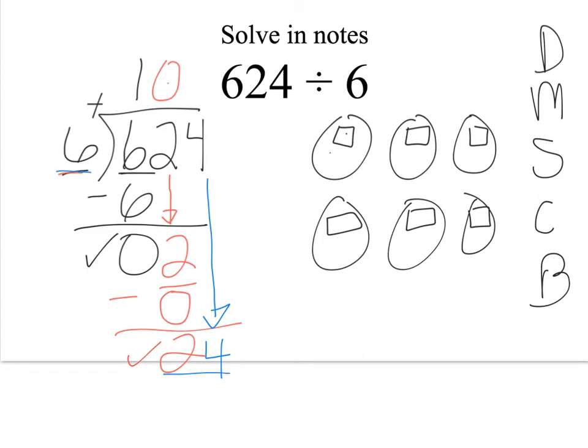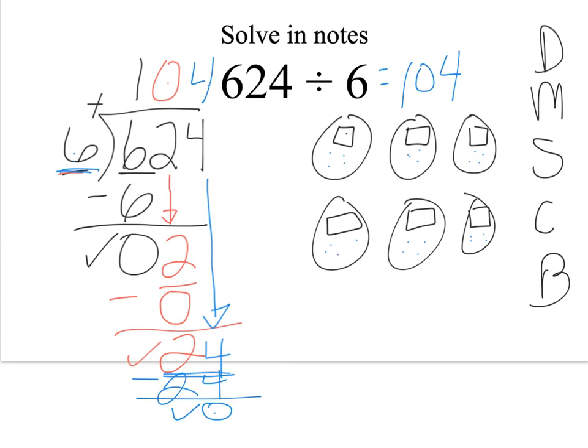So if I was to do the picture, I would keep going until I used up all of the 24, and I would have 4 in each group. So if I have 24 ones divided into 6 groups, I would have 4 in each group. I would then do 4 times 6, which is 24. I would subtract, check to make sure that what I subtracted is smaller than my divisor. It is. I have nothing left to bring down, so my answer is 104.